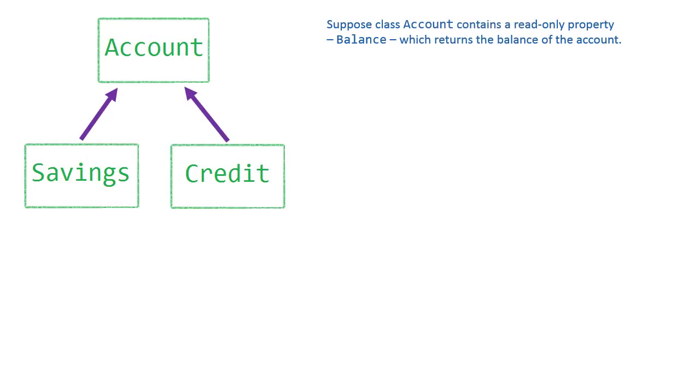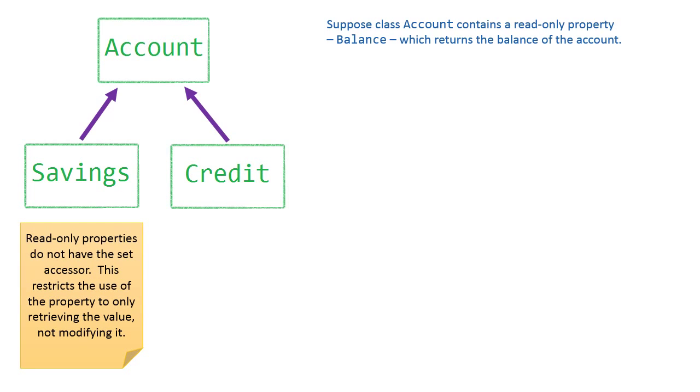Suppose class account contains a read-only property, balance, which returns the balance of the account. Now, as a quick reminder, read-only properties do not have a set accessor. This will allow you to restrict the use of that property to only retrieving a value and prevent modifying it.